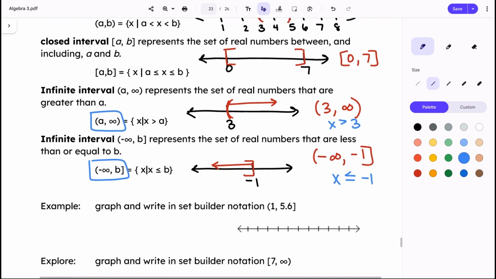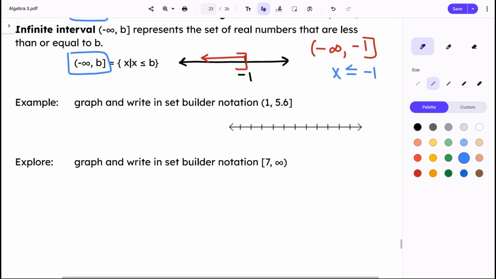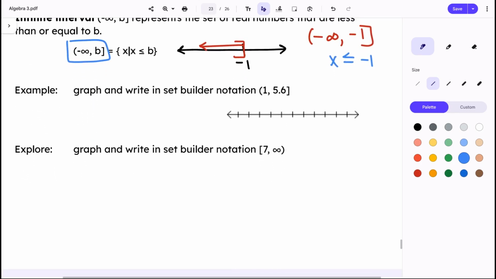All right, so what we're going to do first is just practice graphing these before we even get into solving. And so they want us to graph and write in set builder notation. And so they're giving us the solution set. So we have a parenthesis by 1, and then 5.6 has the hard bracket. And I have a number line already drawn for you.